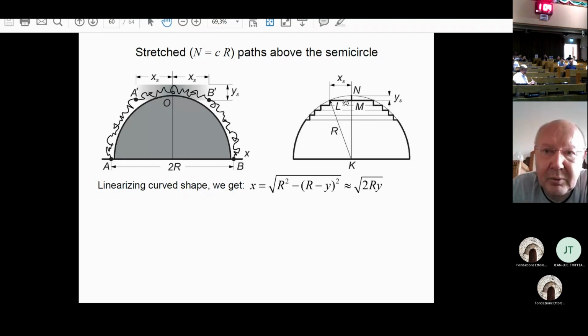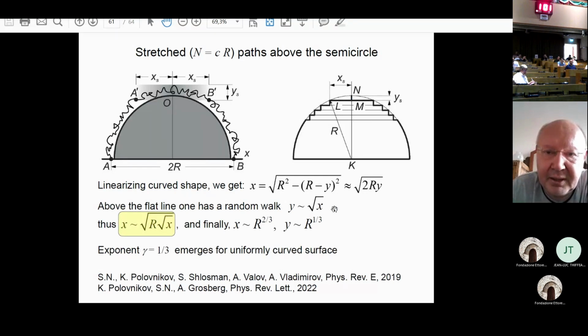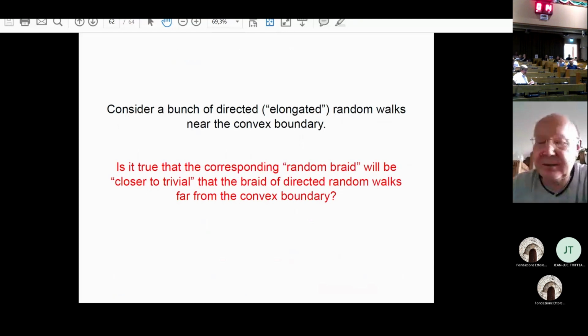Since we have linearized this part, above this flat part we have a typical random walk where x plays the role of time and y is its height. So we have just the square root of the number of steps. Collecting these two equations together, we substitute y here, and we end up with the fractal dimension 1 over 3. Therefore, if we have a uniform shape like a semicircle, everywhere we will have the typical span of the cubic root of r.